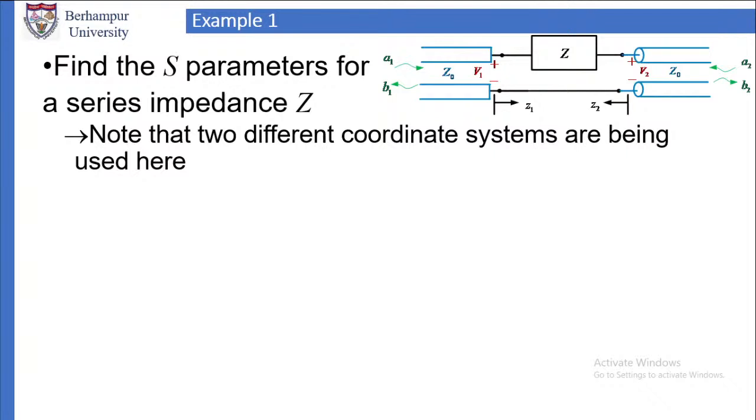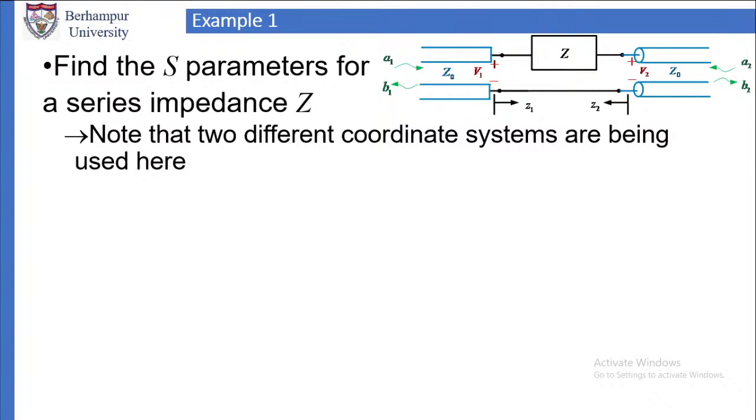So the first example is we will find out the S parameter of an impedance Z which is in series. A series impedance Z, let us find out its S parameter, which means we have a transmission line of characteristic impedance Z0. In the transmission line, over a section we have cut out a section of transmission line, there we have put an impedance Z. So you can see the figure.